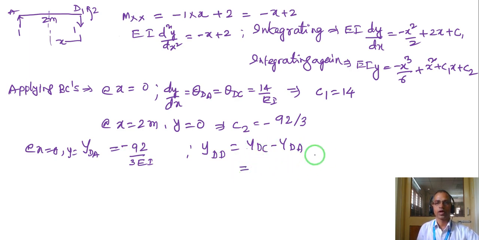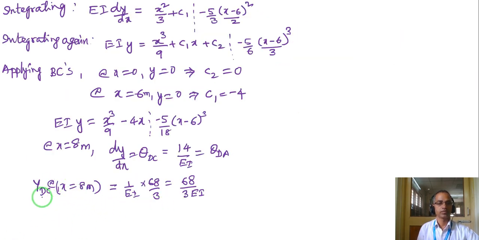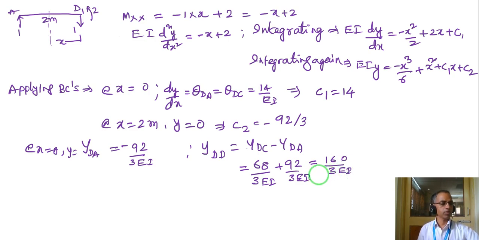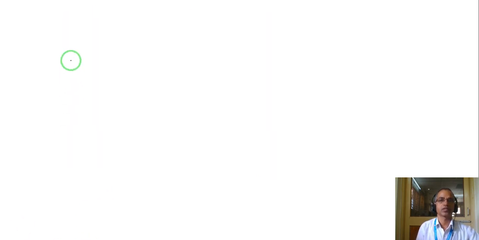So this is equal to YDC. YDC we got in the previous slide, which is 68 by 3EI. This is plus 92 by 3EI. This gives me 160 by 3EI. This is YDD. Now it is simply a matter of taking the ordinate of ILD for each portion and plotting it. So let us see the next.